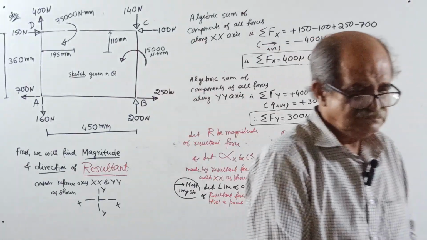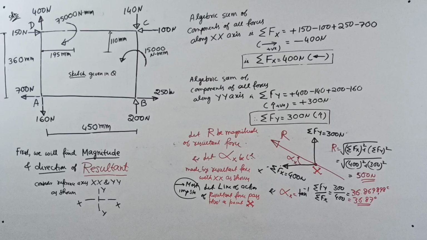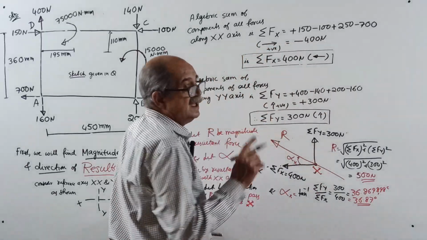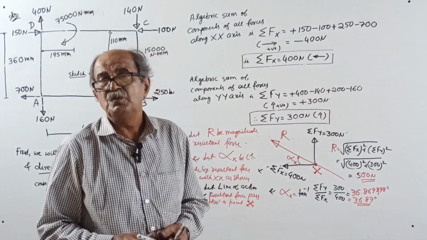Camera I check first. Sometimes what happens, it goes below camera. No, crystal clear. That line of action of the resultant force passes through a point X. So this X is unknown. Okay, over. Right. Now, make a note.